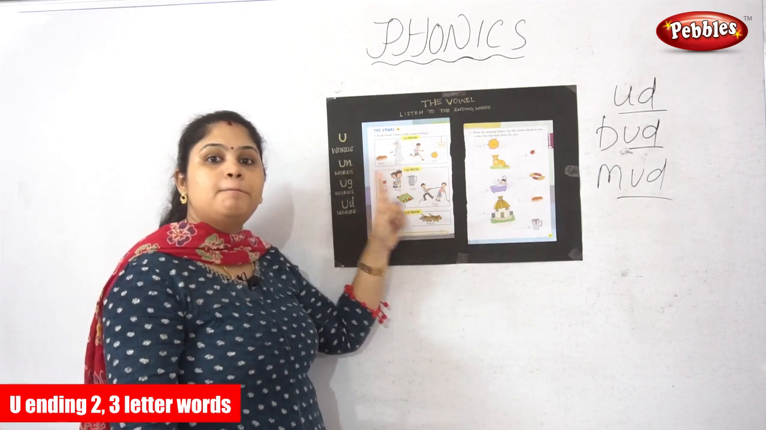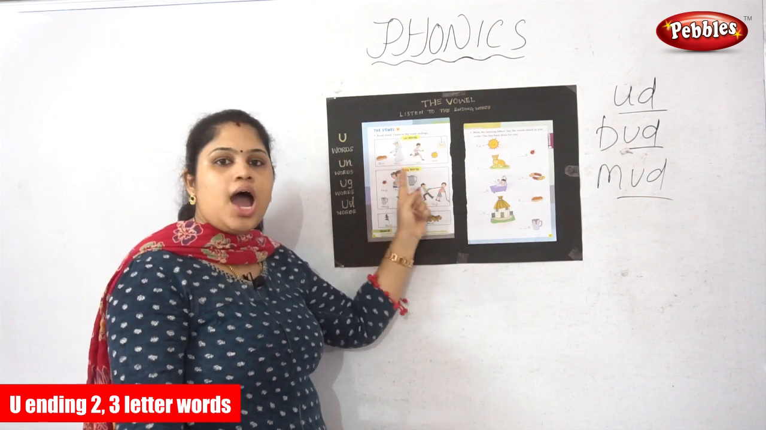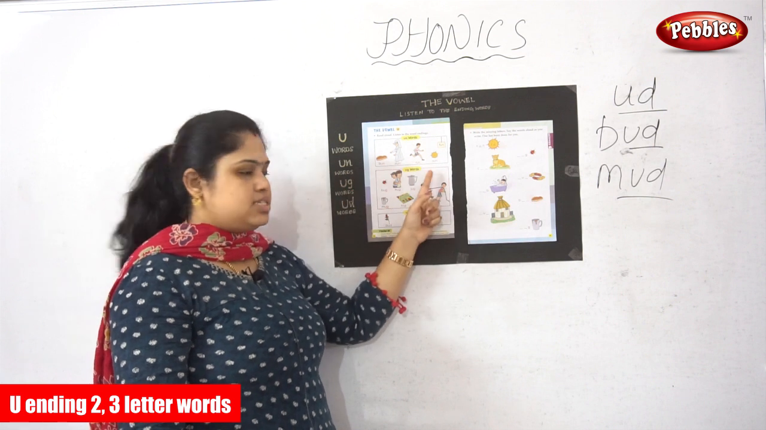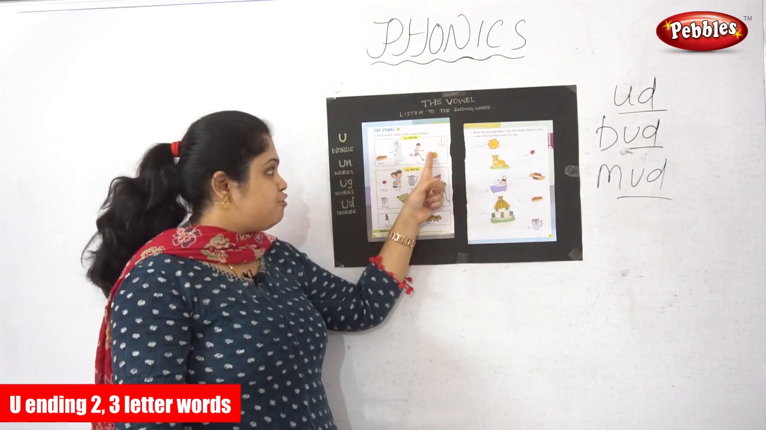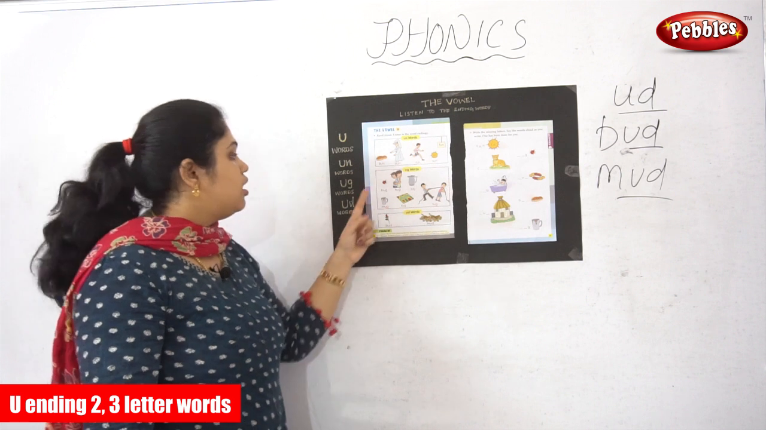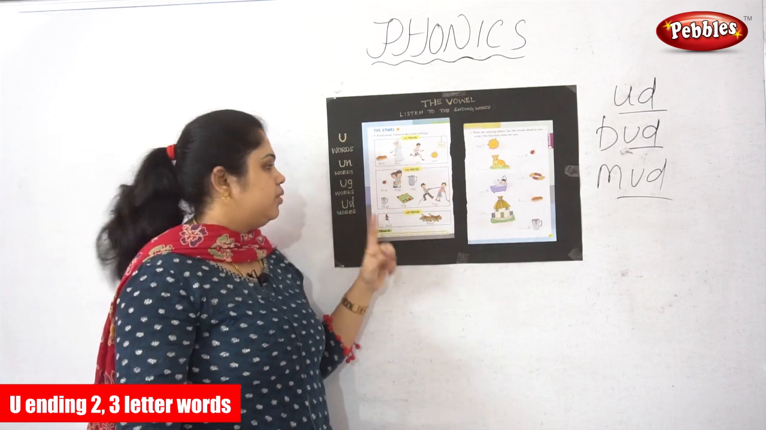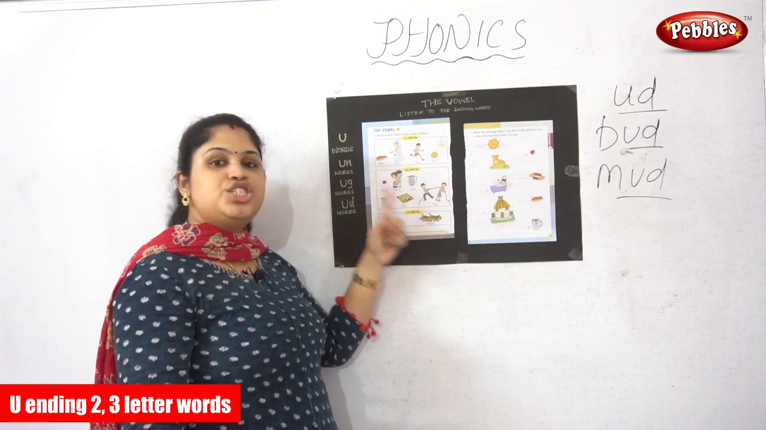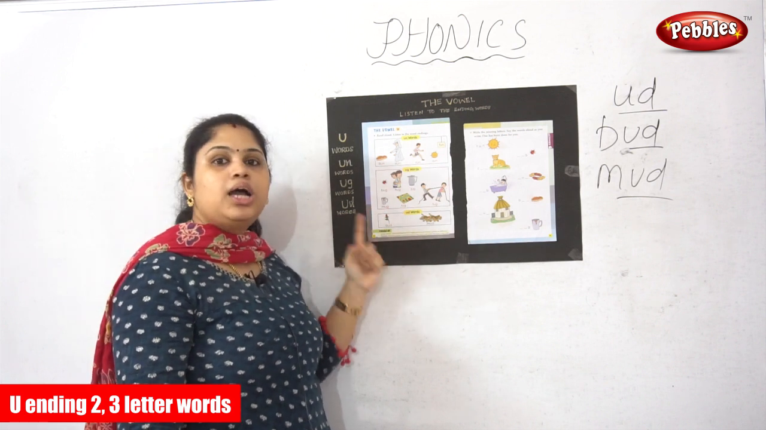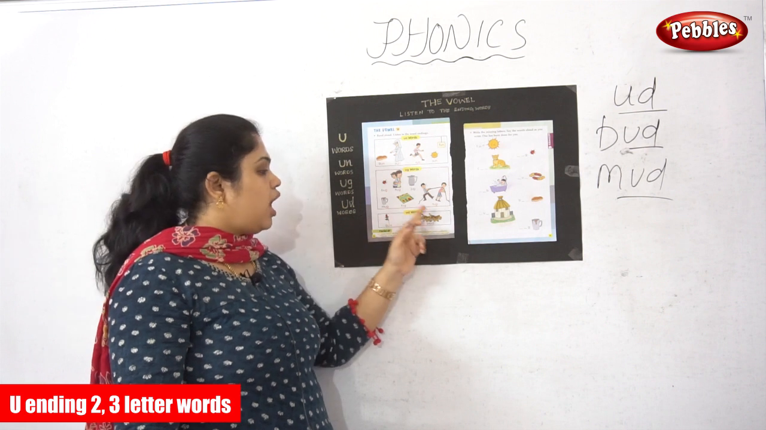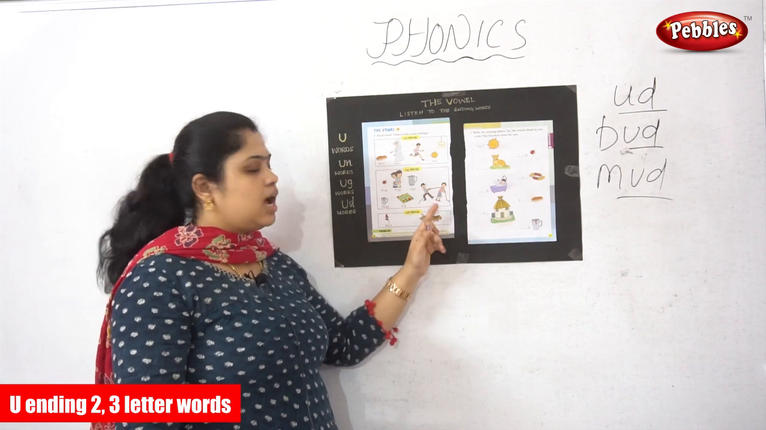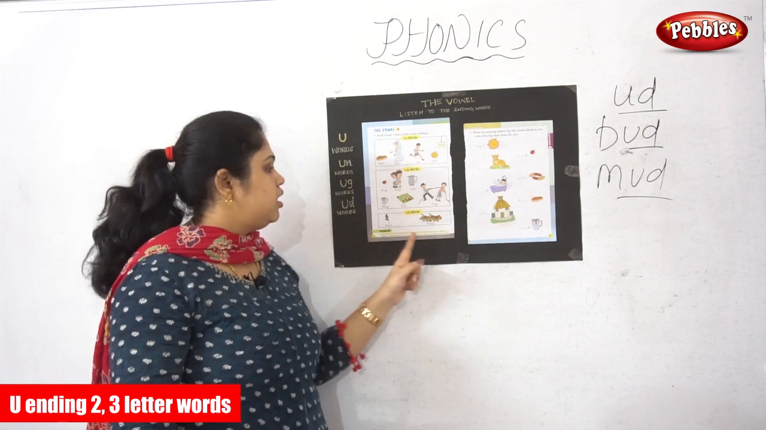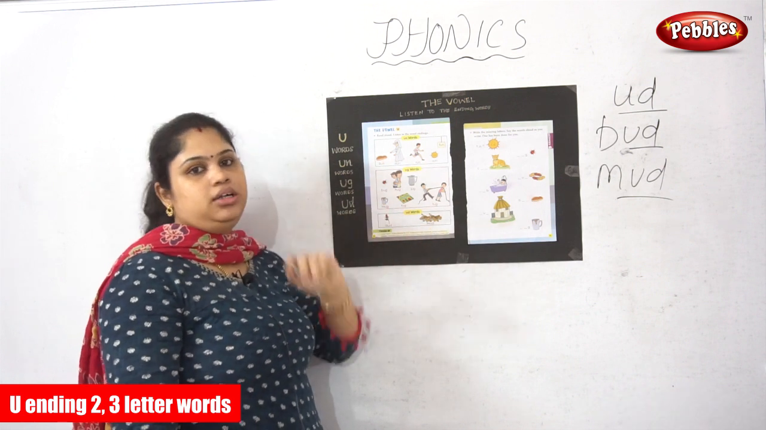B, un, bun. N, un, none. R, un, run. S, un, sun. F, un, fun. B, ug, bug. H, ug, hug. J, ug, jug. M, ug, mug. R, ug, rug. T, ug, tug. B, ud, bud. M, ud, mud. Okay, children.